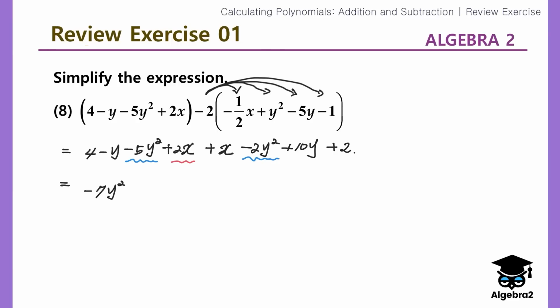Next one, let's look at x. We have 2x, x. So that's 3x. And let's look at y term, minus 1, y plus 10y. Minus 1 plus 10, that's plus 9. Plus 9y. And constant, 4 plus 2. So that's plus 6.